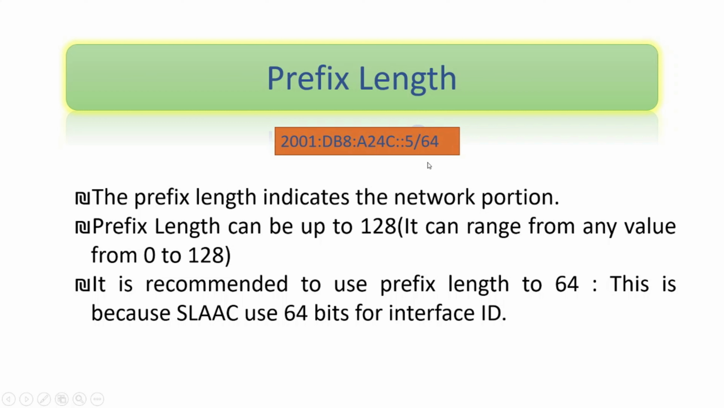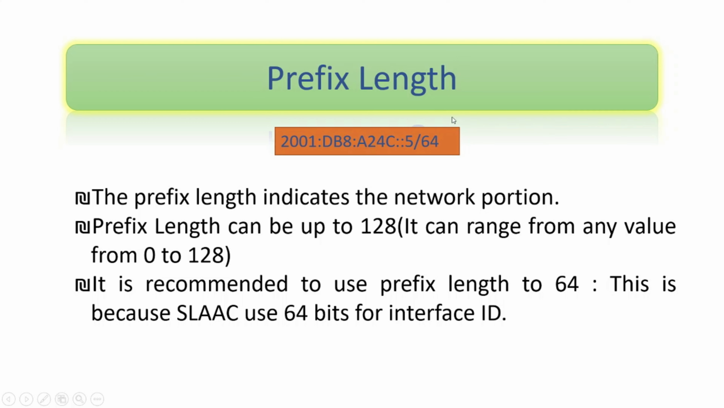This is known as the prefix length, the /64. It is 64 bits that indicate the prefix length of this IPv6 address. The prefix length indicates the network portion. So which part of the IP address will be the network part? The prefix length will determine this.